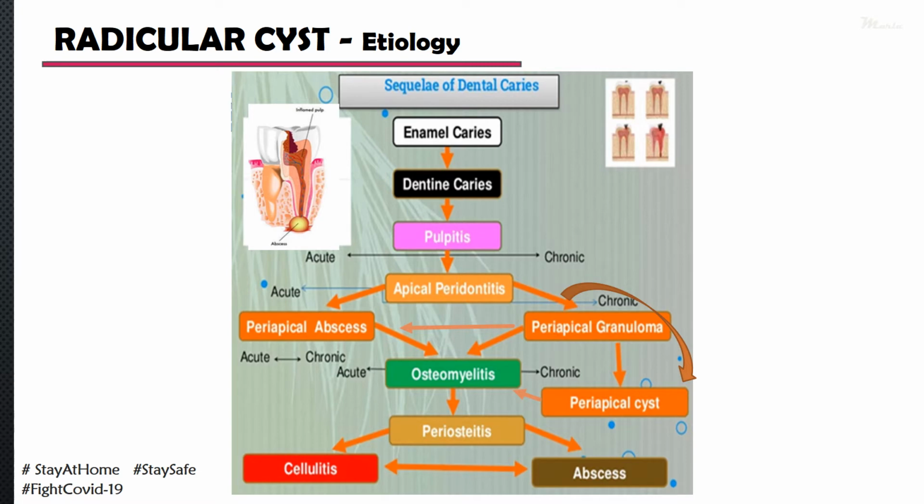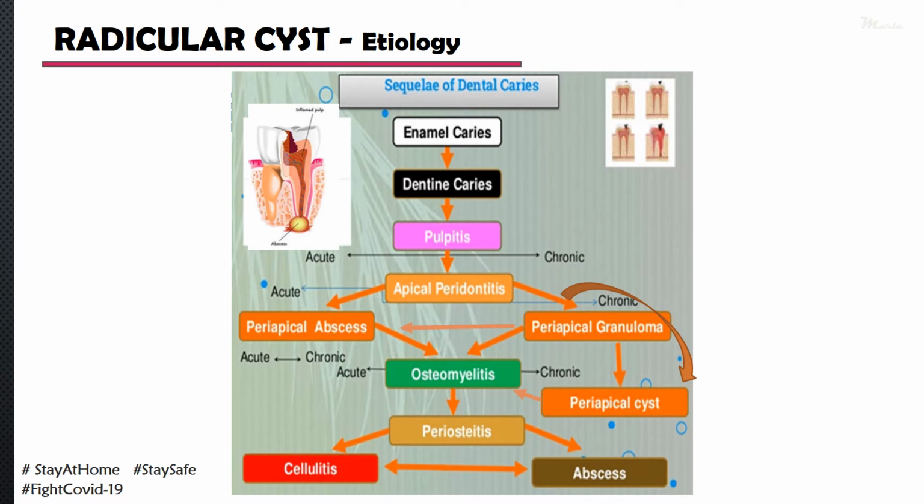Since we have discussed already that radicular cysts occur as a sequelae of dental caries, we have to remember this important topic which we had discussed under the topic of dental caries, wherein an enamel caries will progress to the dentine followed by the pulp and reaches the periapical area. Once the odontogenic infection, that is the dental caries, reaches the periapical area, it may have various outcomes depending on the level of inflammation.